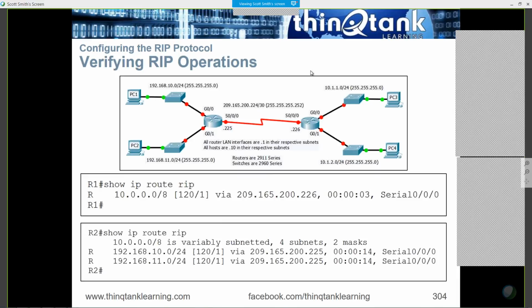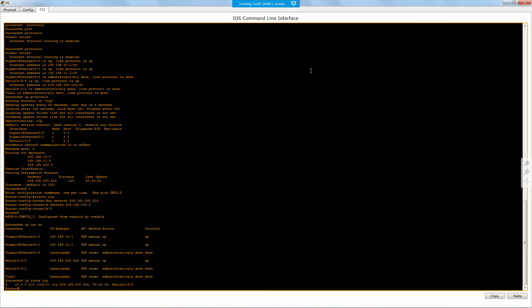Two different classes. Well, 10 and 11 are Class C. They're separate Class C subnets. 10.1.1.0 and 10.1.2.0 are subnets. This is classful behavior. This is how a classful protocol operates. It doesn't send out subnet information. 10.0.0.0 is the classful representation of 10.1.1.0 and 10.1.2.0.